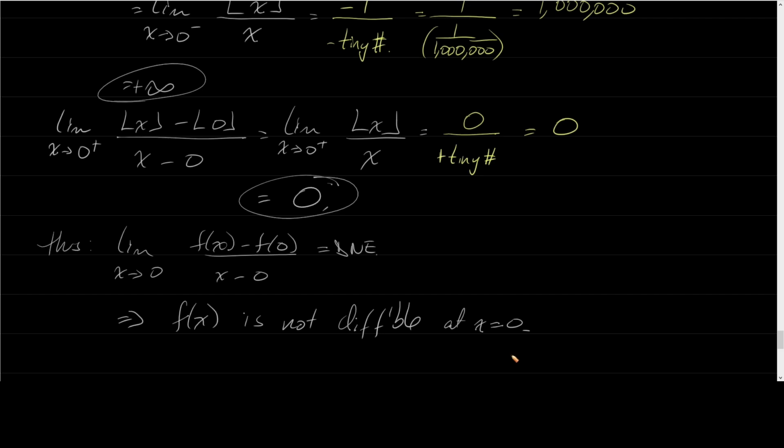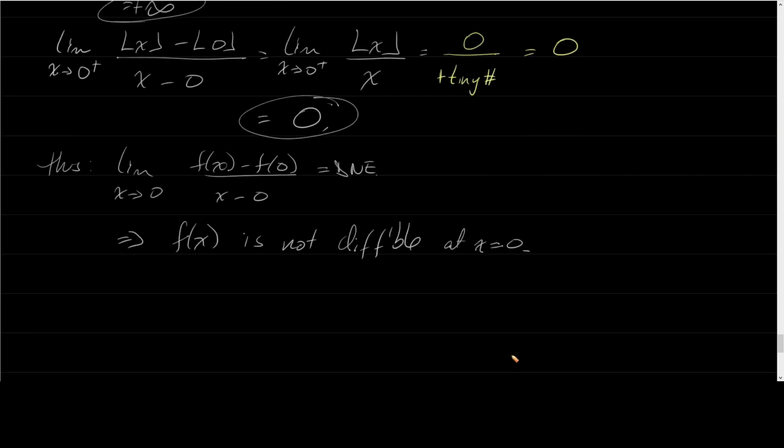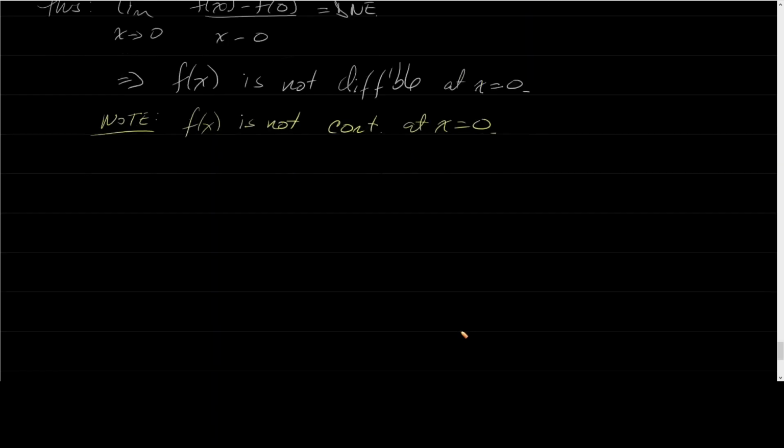And one thing that I want you to note about that is that f of x is not continuous at x equals 0. So it's neither differentiable nor continuous there. Now let's look at other examples where it might fail to be continuous or might fail to be differentiable.